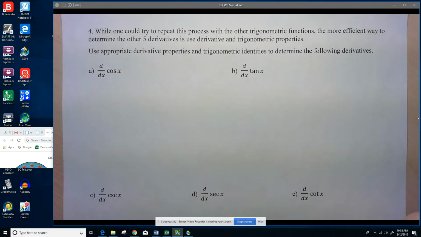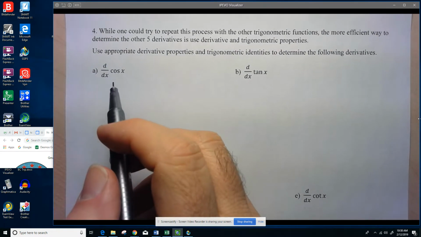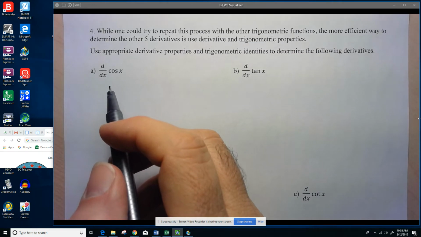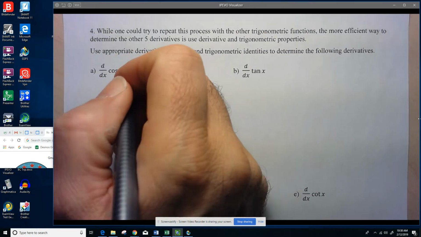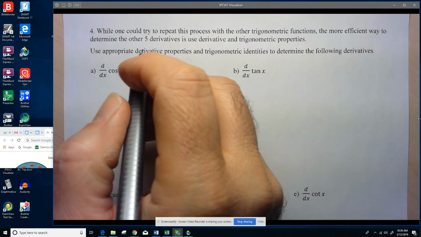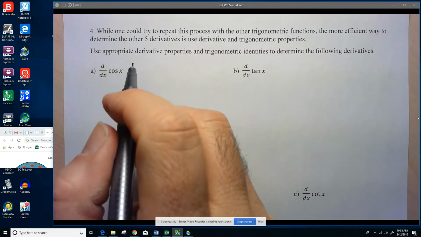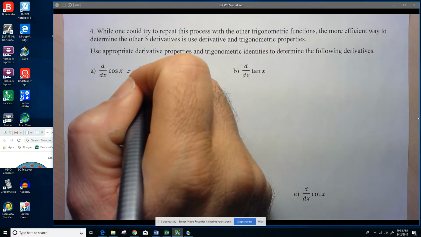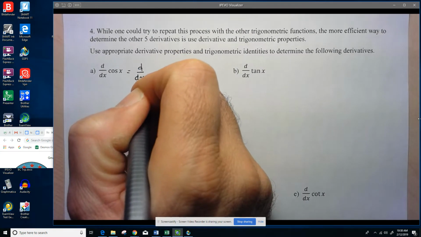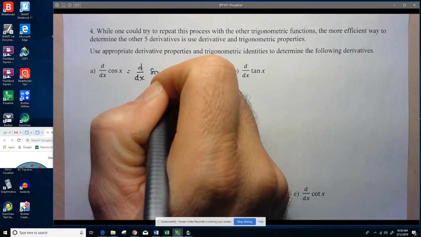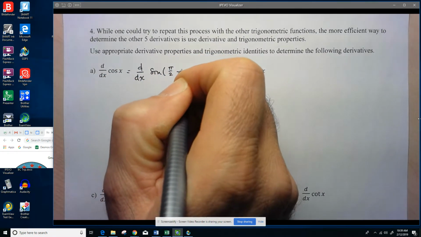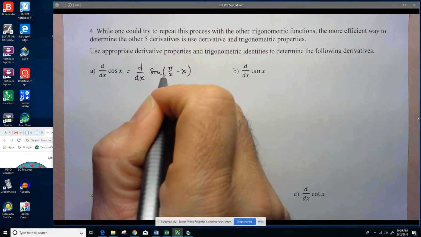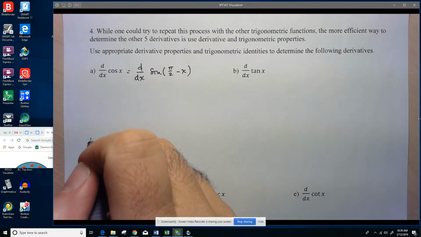Okay, so we're back, and let's see what we can do here. If you checked your identity sheet, you would have found ways to connect sine and cosine, in particular those correlated angle identities. I could use any one of them, but the easiest one is you can rewrite cos x as sine of pi over 2 minus x. This expression and that expression are equivalent to each other.